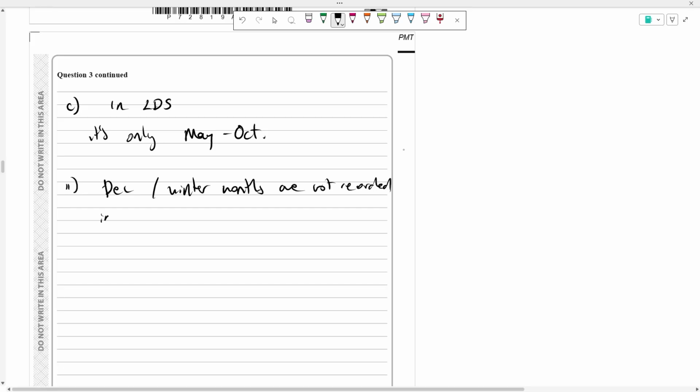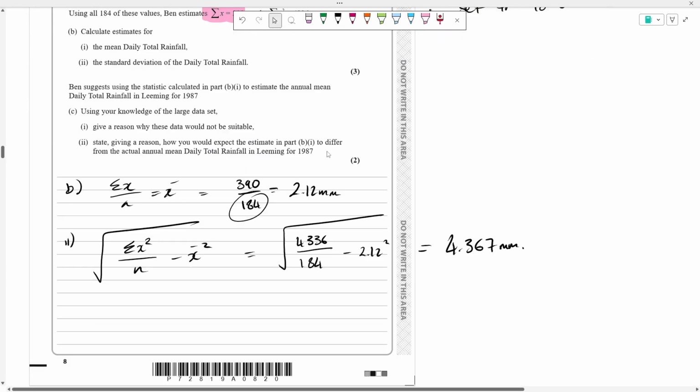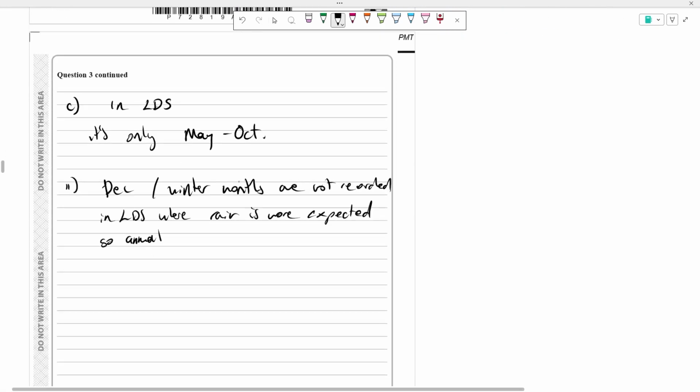Recorded in a large data set where rain is more expected. So your annual mean is probably going to be lower, so it's probably going to be some sort of underestimate. So for the annual mean, the data we have currently, in not necessarily summer months but these types of months, would be less than expected. I think I'll just put underestimate, it would be an underestimate. I think that's a better word to summarize that. There we go. Okay, perfect.